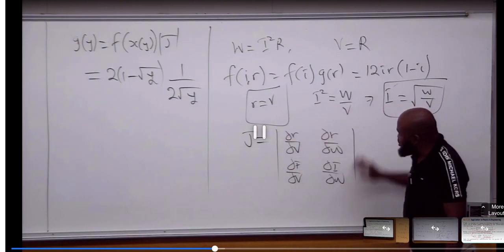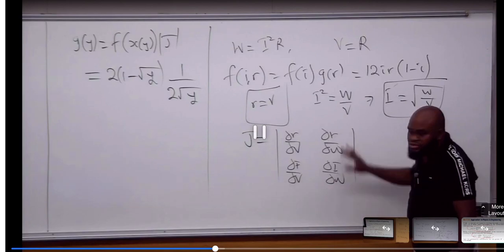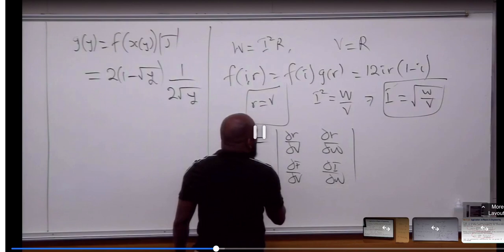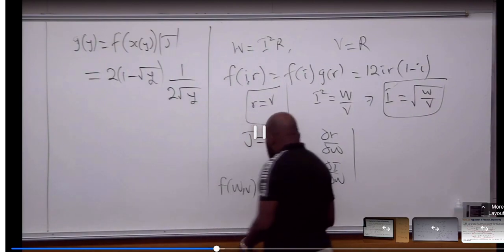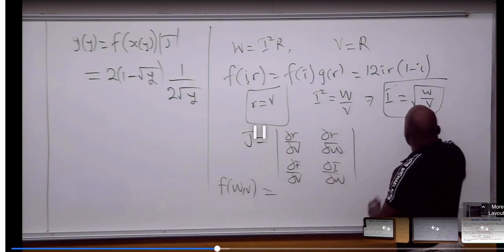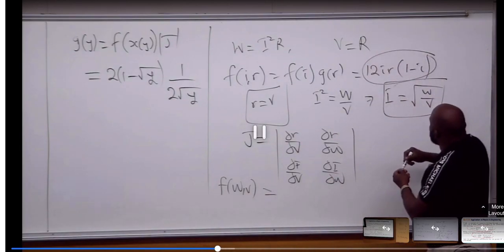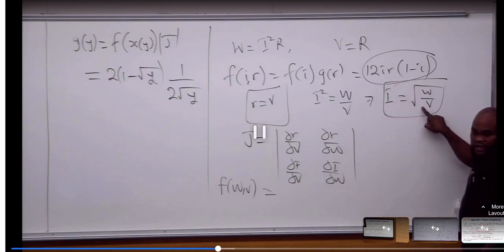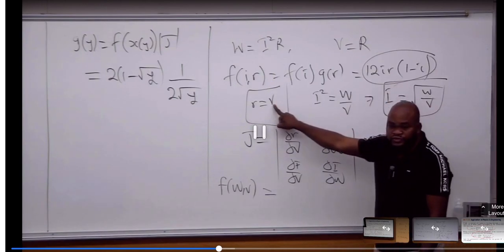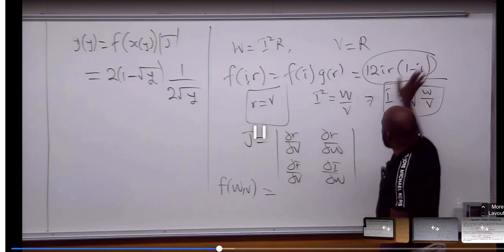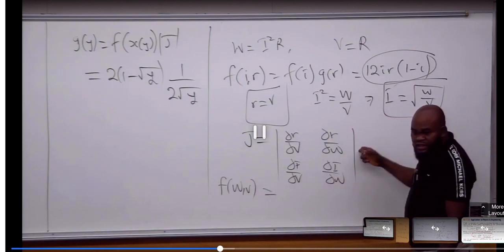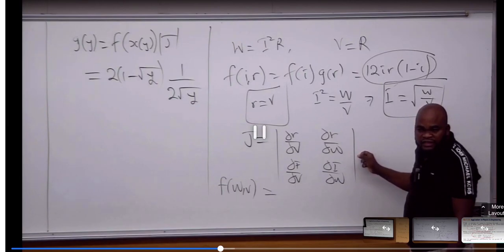Now, the moment you are done with your Jacobian, you know what you're going to do? You want to get f of W, V first. To get f of W, V, wherever you see I, you're going to put this guy. Wherever you see R, you're going to put V. The new distribution now is going to be a function of W and V, then multiply by the Jacobian. Does that make sense? That is what you're going to do.